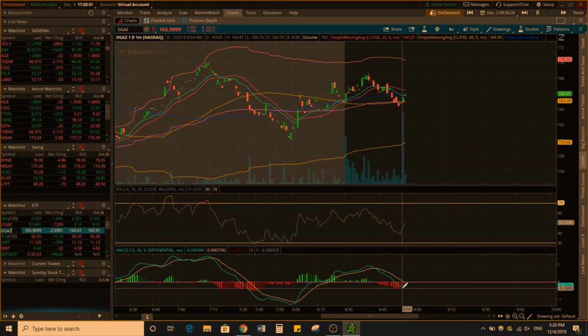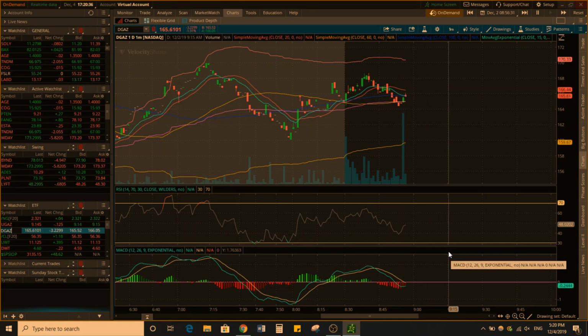Okay, not bad. RSI looking good. It's picking up the pace. MACD not bad either. Looks like it's reversing, so very good. NG.